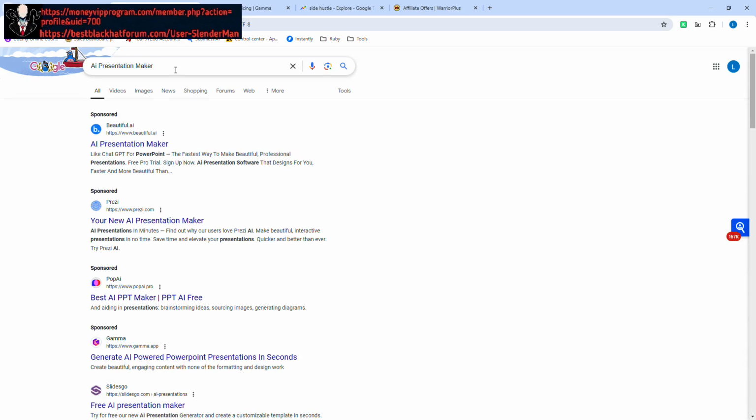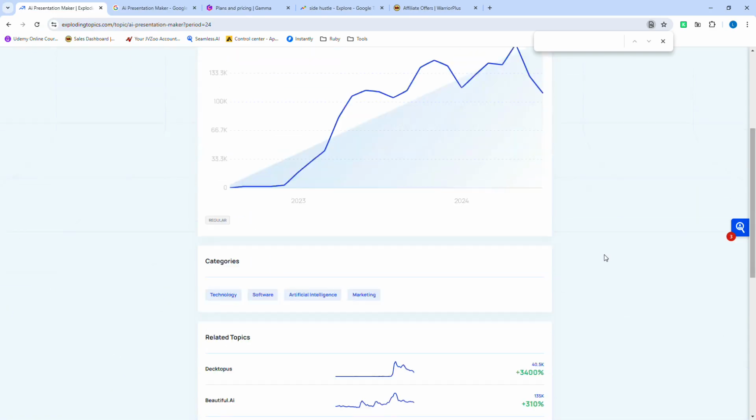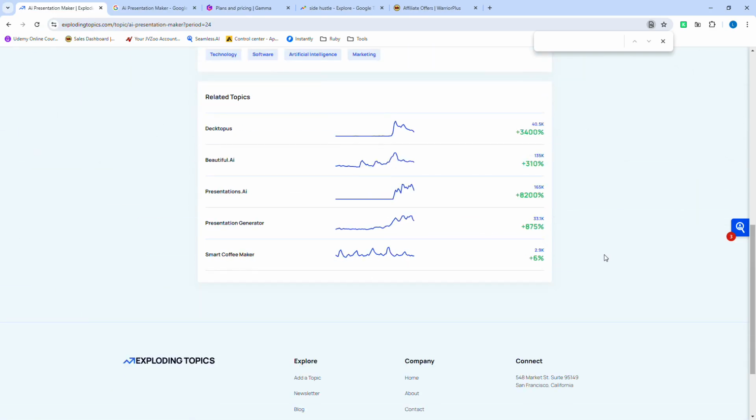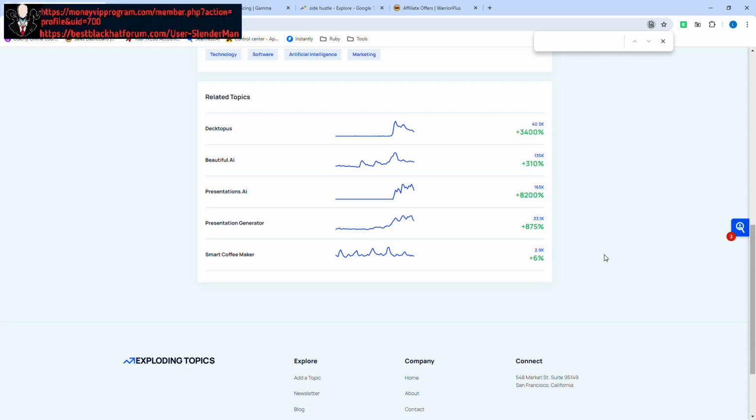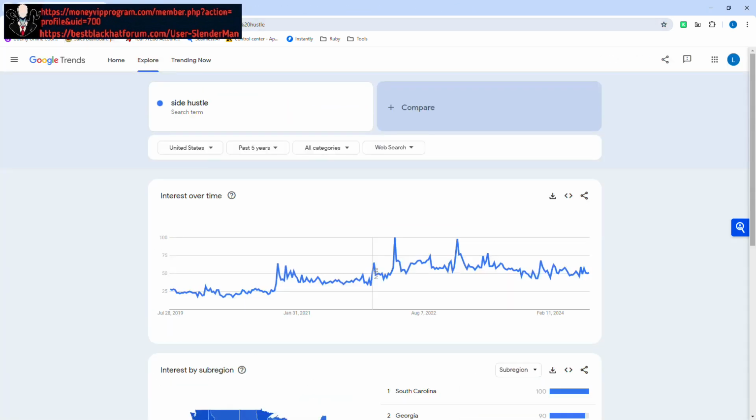So it's just, someone entered a term. I need an AI presentation maker, right? So it dropped down a little bit in the last couple of months. Very interesting. So that's an exploding graph.